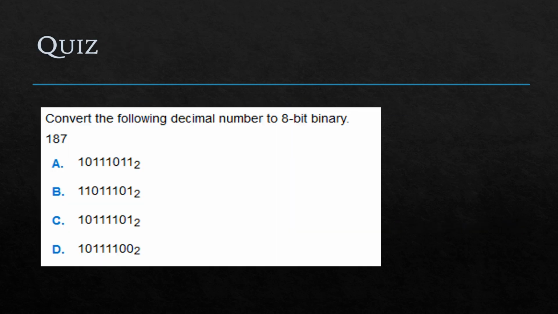Now let's have a quick assessment. The first question is, convert the following decimal number to an 8-bit binary number. The number is 187. What is the method for converting a decimal number to a binary number? Divide the number by its radix, that is, divide the number by 2.